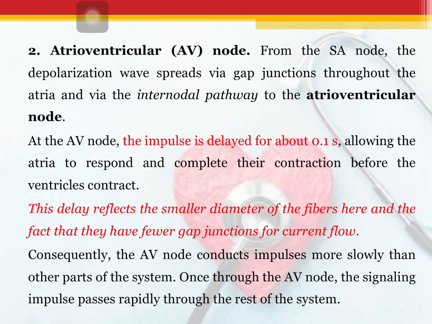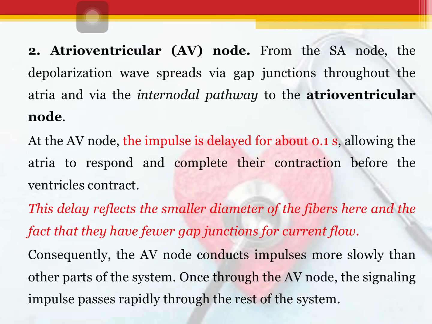Atrioventricular node. From the SA node, the depolarization waves spread via gap junctions throughout the atria and via the internodal pathway to the atrioventricular node. At the AV node, the impulse is delayed for about 0.1 seconds, allowing the atria to respond and complete their contraction before the ventricles contract.